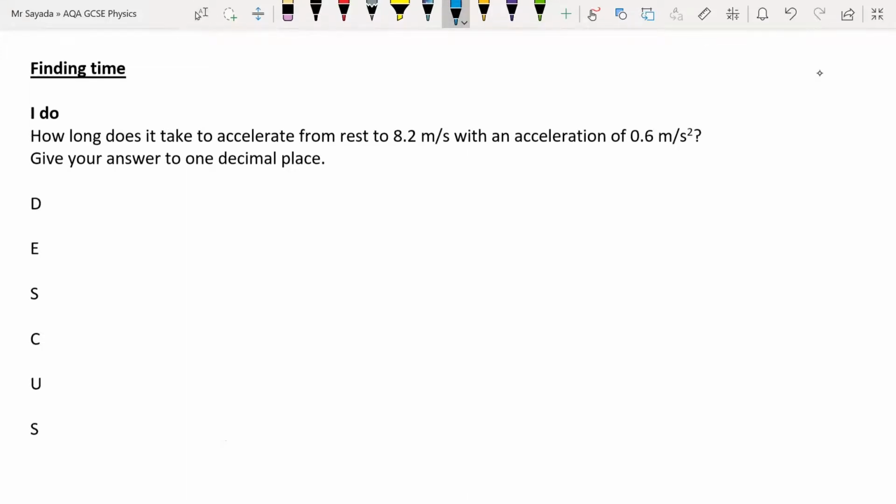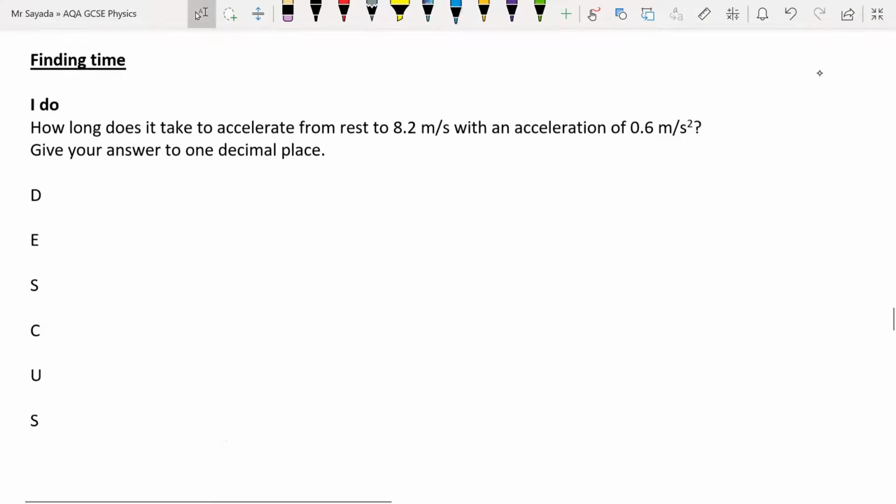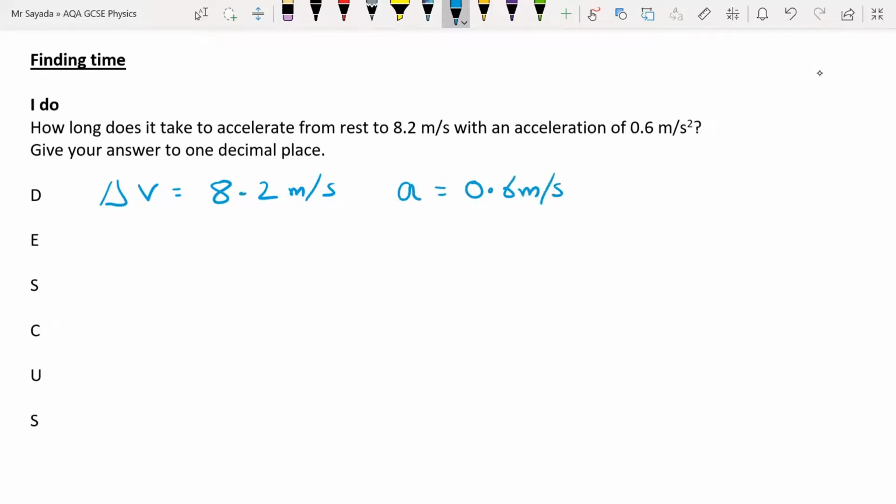So I'm going to do this example fully myself. Please pause the video and read the question. I'm going to do this question fully myself so you can see the flow. So D stands for data, so I'm going to write down my data. It accelerates from rest to 8.2, so that means the change in velocity is 8.2 meters per second. And I'm told the acceleration is 0.6, so acceleration is 0.6. So I'm writing down what I know.